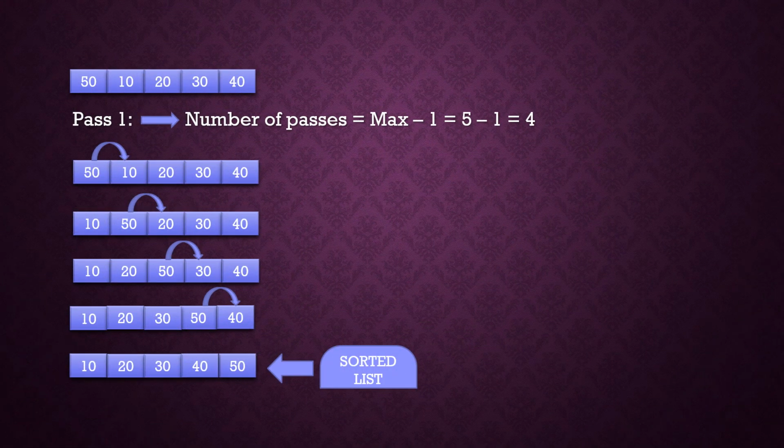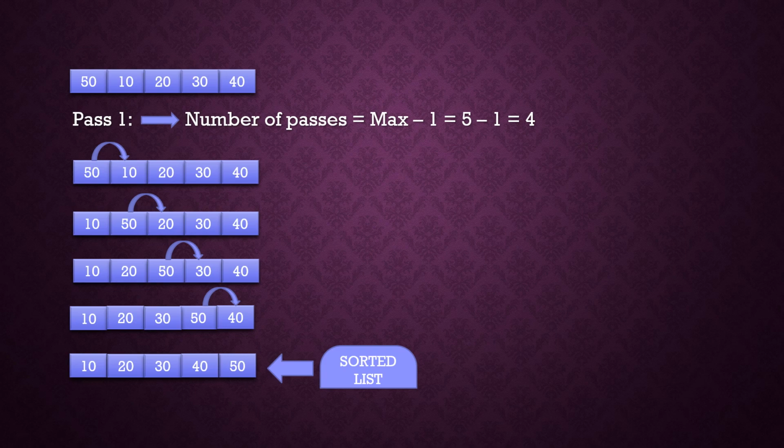Pass 1. In pass 1, we have 50, 40, 30, 20, and 10. As we know, first of all, we will compare the first two elements. If the zero element is greater than the first element, we will swap them with each other. In this example, we can see that 50 is greater than 10, so we will swap both with each other.